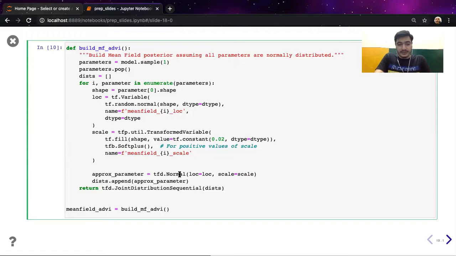Since the normal distribution is defined by a mean and standard deviation, we're going to use TensorFlow variables, and these variables can help us get to their exact ground value. Also, one small thing to note is that since the standard deviation will be all positive, we also specify a softplus bijector over here. So the idea is we have computed the approximating distribution for all the parameters, assuming they are uncorrelated and approximating them by normal distributions.